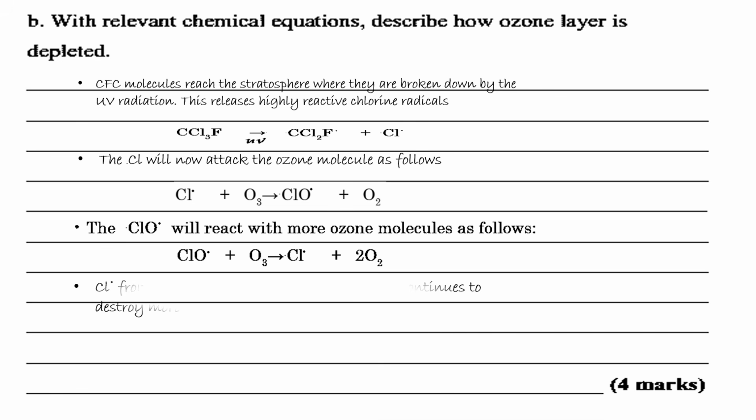So these stages, when fully discussed like this, will give you 4 marks. So by saying the first statement there and its equation, that's 1 mark. By saying this and the equation, that's another mark, that's 2. By saying this and the equation down here, that's 3 marks, and then the final statement, that's another mark to give you 4 marks.